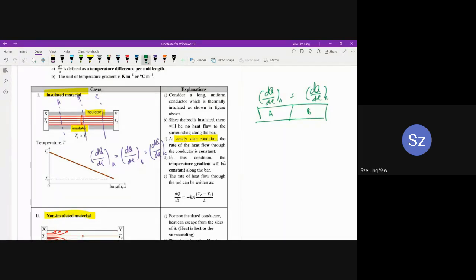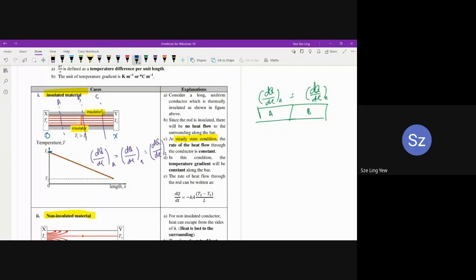In this condition, the temperature gradient will be constant along the bar. So when you plot the graph of T against x, you obtain a straight line graph. The rate of heat flow through the rod can be written as dQ over dt equals negative KA (T2 minus T1) over L. If you look at this graph, at the beginning of the rod, this is 0, and at the end of the rod, this is the length x. Starting from the 0 position, the initial position, it has the highest temperature according to the graph.